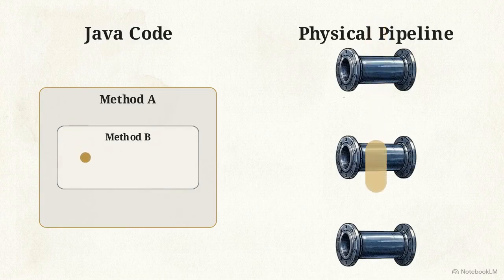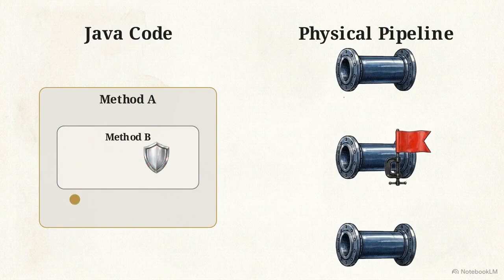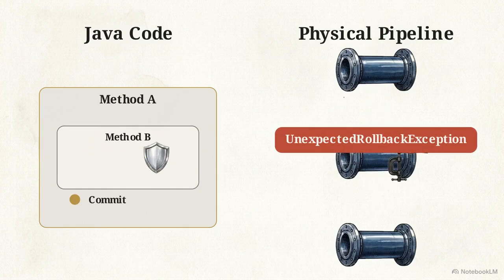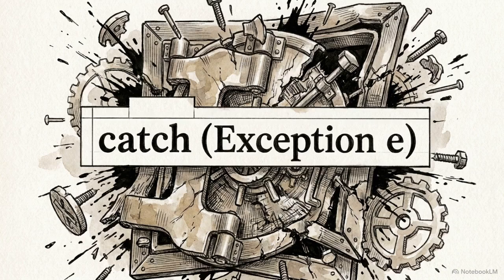If method B throws an exception, Spring permanently sets a rollback-only flag on the pipeline. Method A catches the error in Java, but the physical flag remains. A's commit attempt hits this, triggering an unexpected rollback exception. Catching an exception in the Java code does not fix the state of a tainted physical database connection.